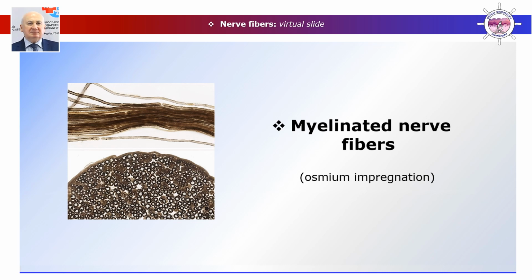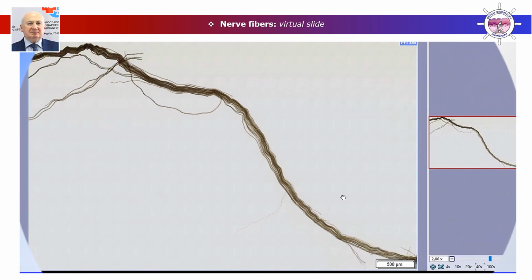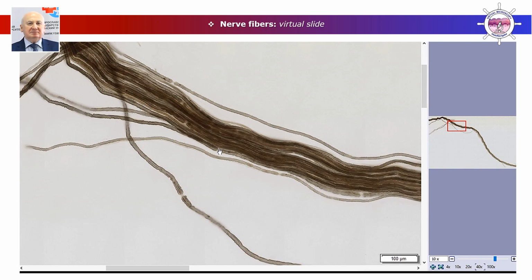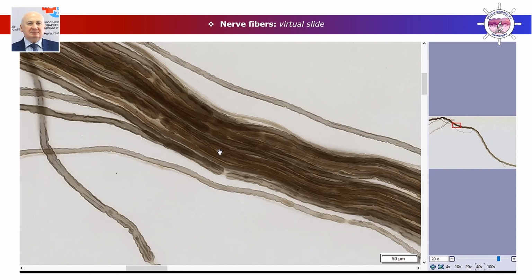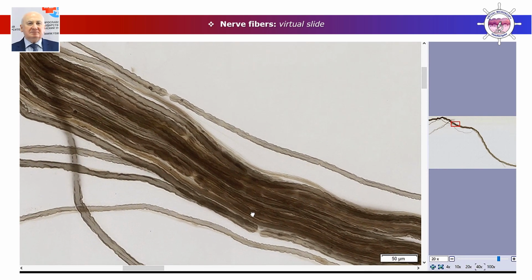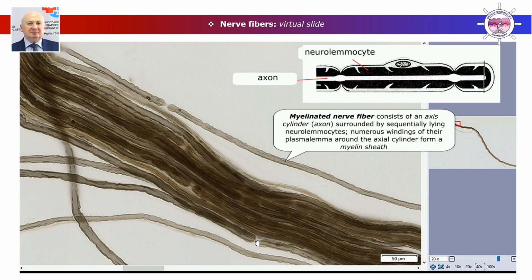Myelinated nerve fibers. A myelinated nerve fiber is a structure consisting of an axis cylinder, axon, surrounded by sequentially lying neurolemmacytes. Numerous windings of their plasmalemma around the axial cylinder form a myelin sheath.